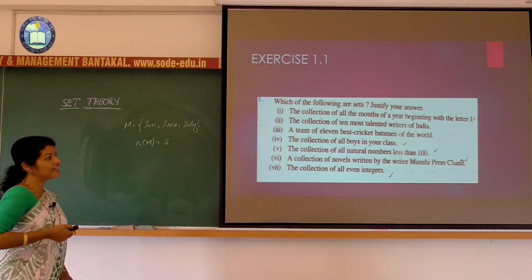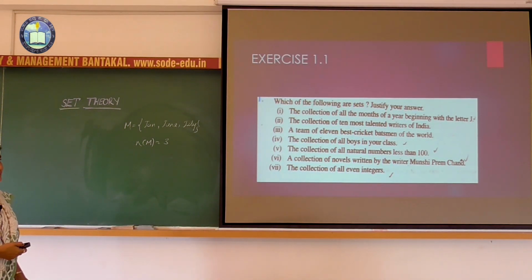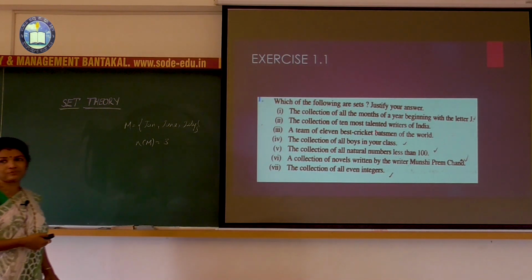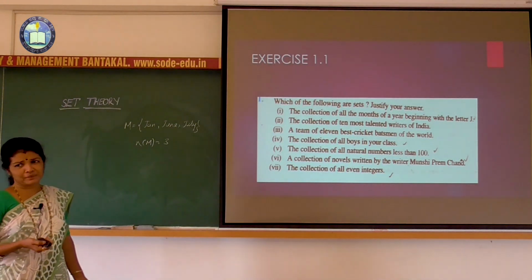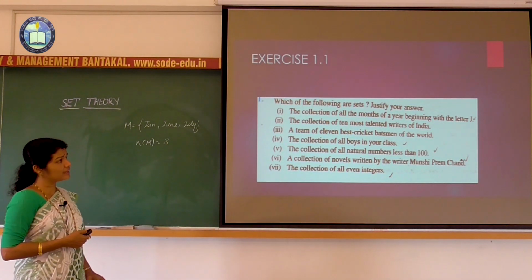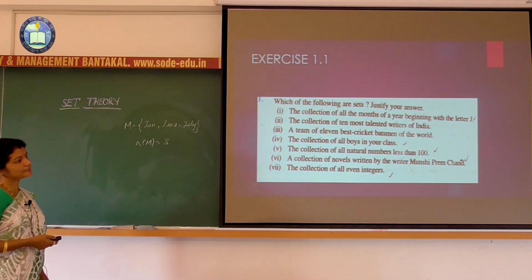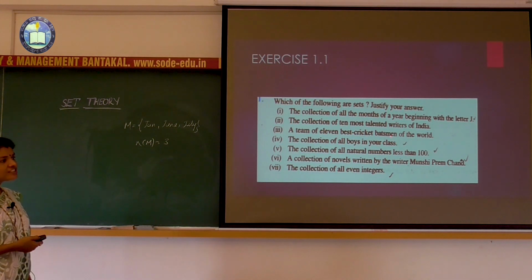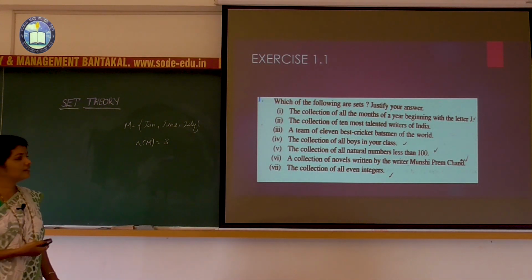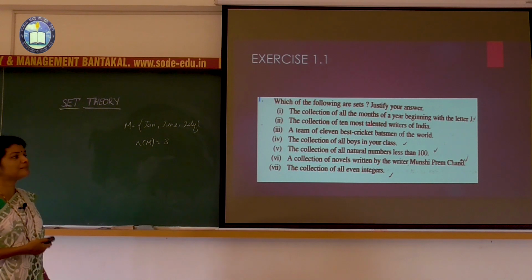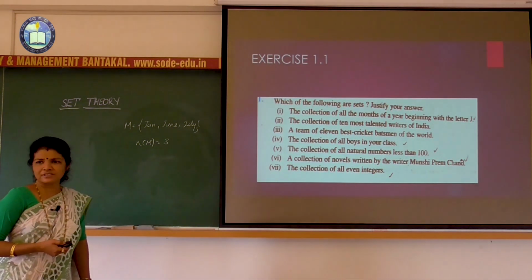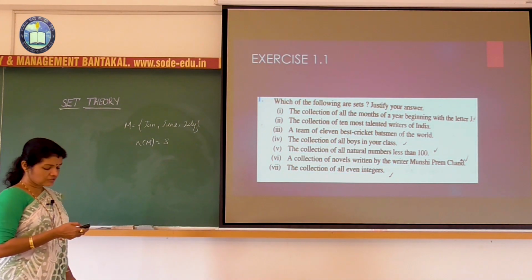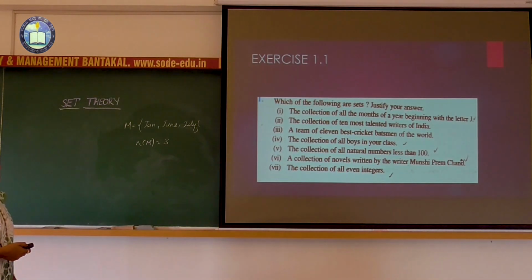Consider the second one. The collection of 10 most talented writers of India. This varies from person to person, right? So this is not well-defined, and the second one does not form a set. Consider the third question. A team of 11 best cricket batsmen of the world. This also varies from person to person, right? So this is not well defined, and the third one does not form a set.